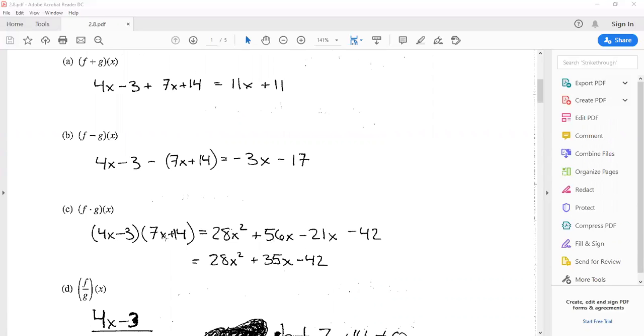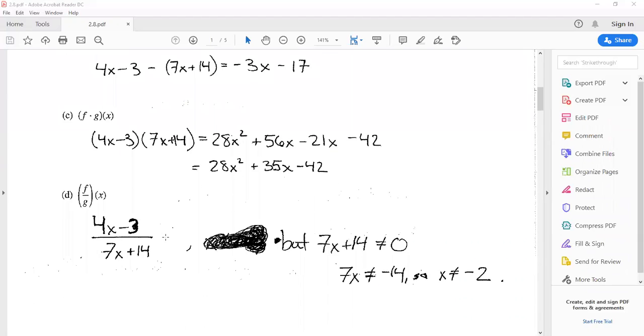OK. f divided by g of x just looks like 4x minus 3 divided by 7x plus 14. And one issue we have to take into account here is that 7x plus 14 is not allowed to be 0. So there's one x value that we have to exclude here. 7x can't equal minus 14, which means that x cannot equal minus 2.